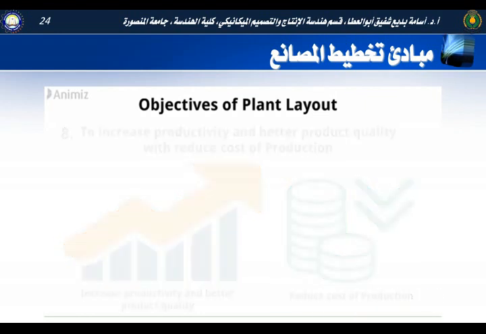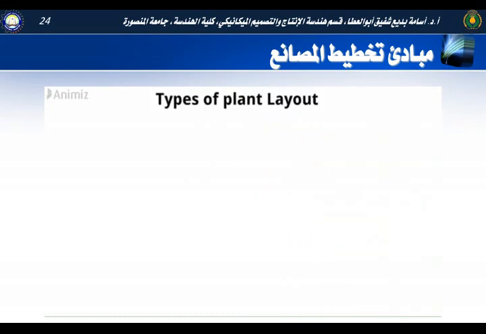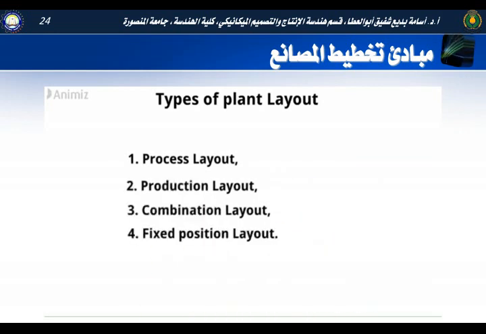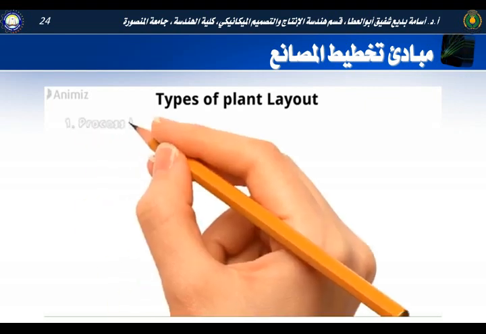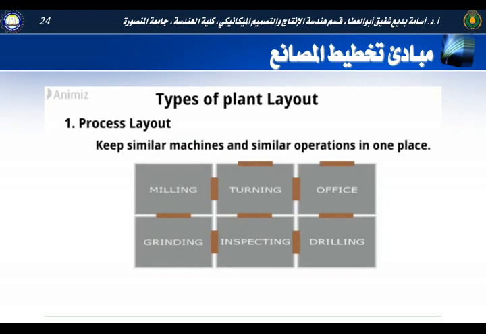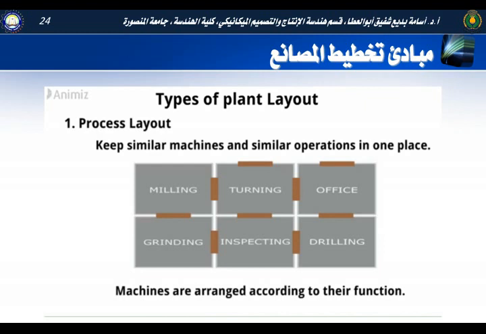Let's move on to types of plant layout. There are 4 types of plant layout: process layout, production layout, combination layout, fixed position layout. 1. Process layout. In process layout, keep similar machines and similar operations in one place. In other words, machines are arranged according to their function.